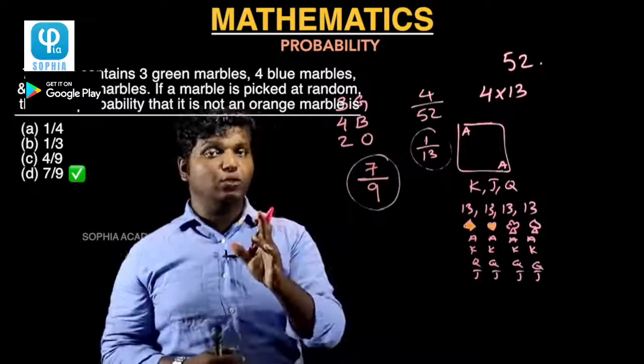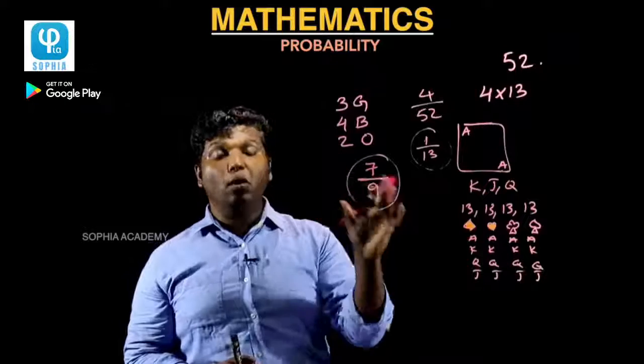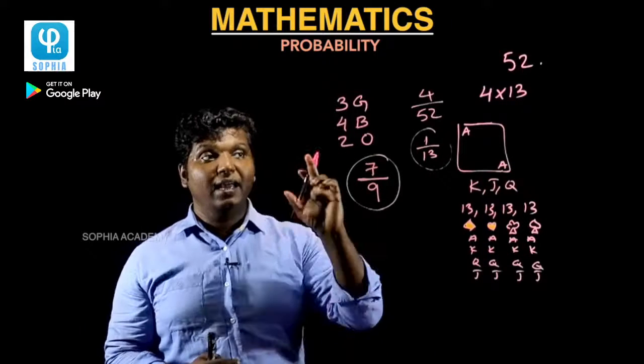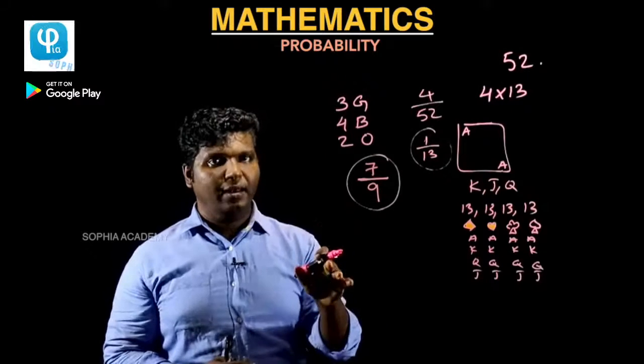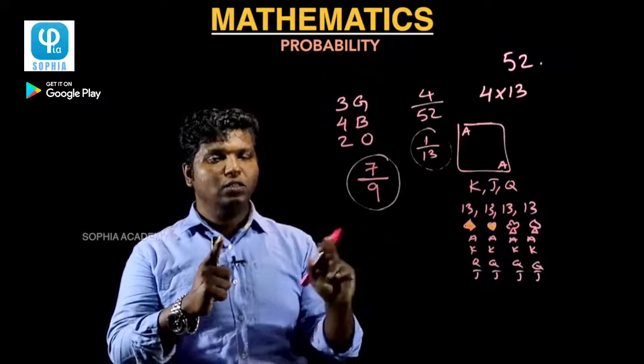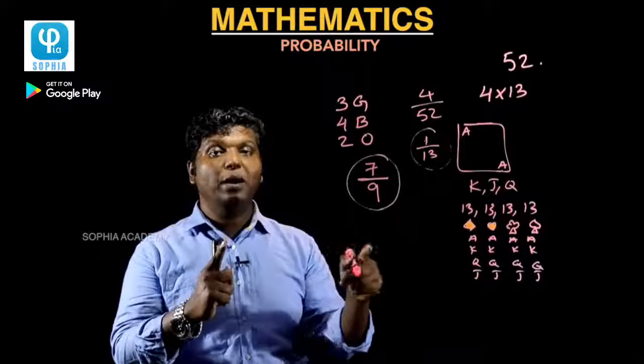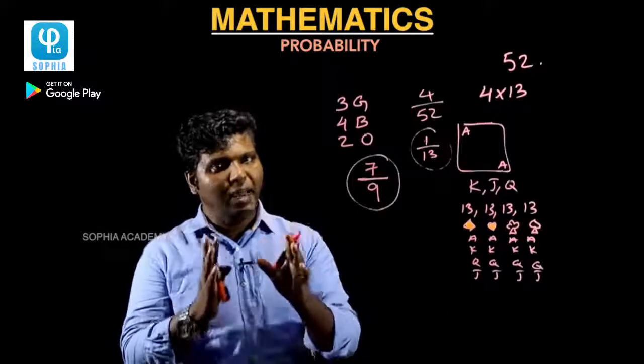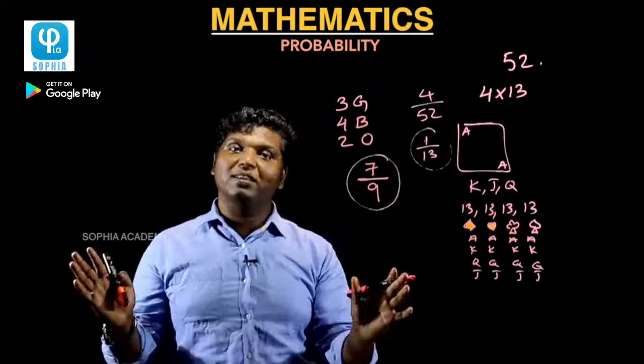Or in other words, we can choose like this also. See, 2 oranges are there, so we can say the probability of getting an orange marble is 2 by 9. But that's not our question. Not orange. So what about not orange? 1 minus 2 by 9. What is 1 minus 2 by 9? It is 7 by 9. In that method also you can find the answer. But I think this is much easier.